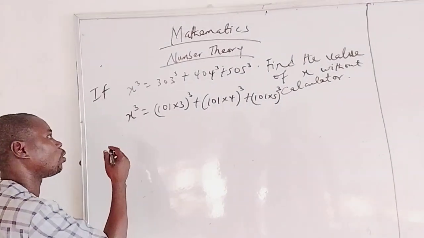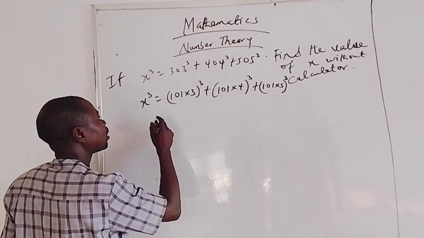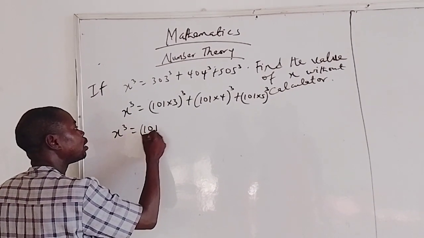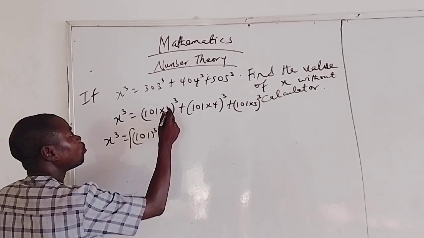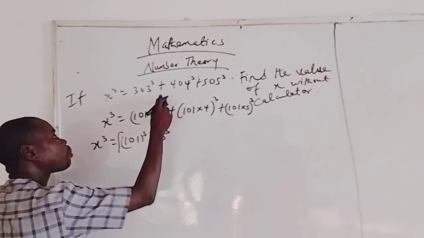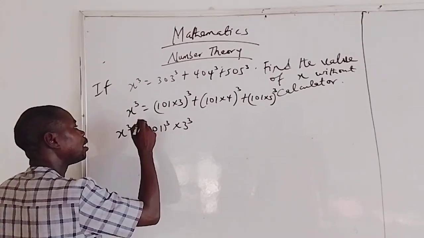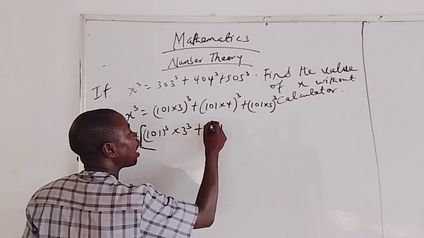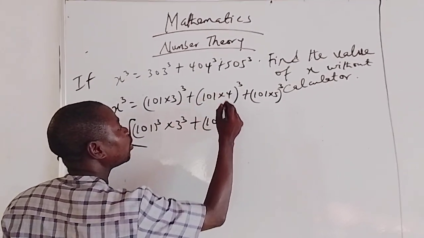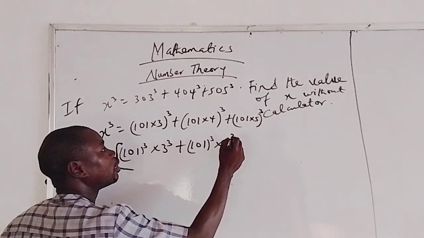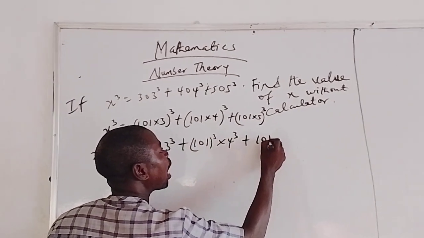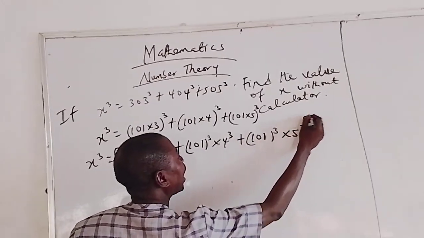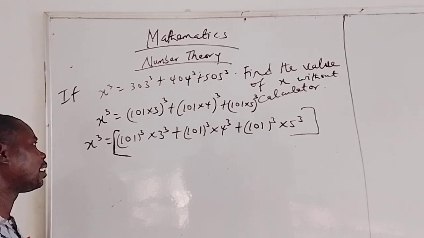So the next line of action is now to distribute these powers. So this can be rewritten as x cubed is equal to 101 cubed, then 3 raised to power 3, because this power will affect these two numbers separately. Then we put a giant parenthesis, then plus 101 raised to the power of 3 as well, multiplied by 4 to the 3, then plus 101 to the power of 3, multiplied by 5 to the power of 3. Then we enclose it with these giant parentheses.